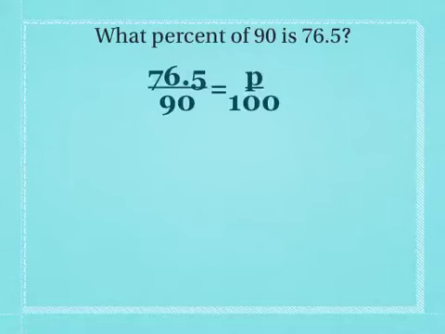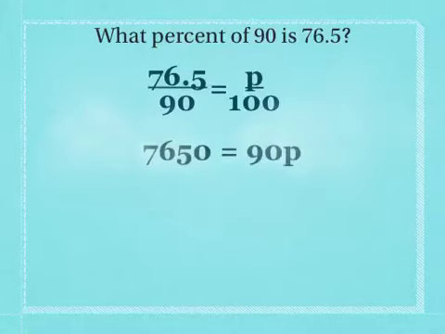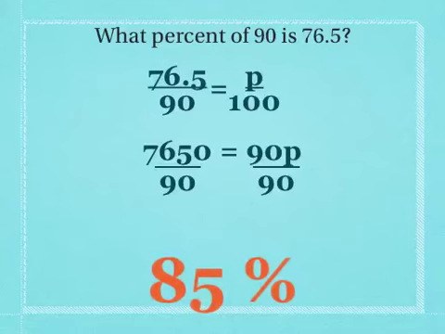When I multiply, remember when I'm multiplying 100 times a decimal, it's going to move my decimal to the right 2 times. So 100 times 76.5 is 7,650 equals 90 times P. Again, I need to divide by 90 to isolate my variable P, and when I do so, I get 85%.